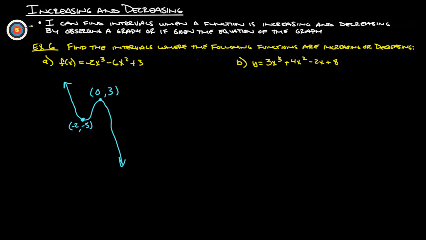So now it says find the intervals where the following functions are increasing or decreasing. So increasing, we'll do I, and then decreasing, we'll do D. So I like to do the start and finish. Okay, so let's do this in a little bit different color here. So we've got decreasing here, increasing here, decreasing there, right? Because always read it left to right.